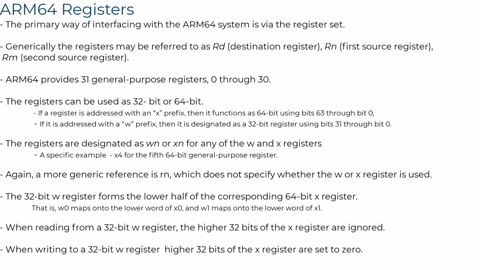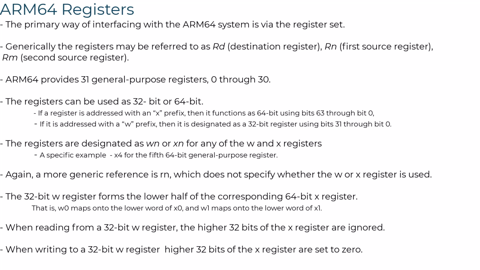We can generically refer to these registers as RD for the destination register, RN for the first source register, and RM for the second source register. There are a total of 31 general-purpose registers, and we number these as 0 to 30. They can be used in 32-bit or 64-bit mode. If we refer to them as 32-bit registers, then we use a W prefix. So in other words, W0, W1, W2, etc. Or if we refer to them with the X prefix, then that's 64-bit. So X0, X1, X2, etc.